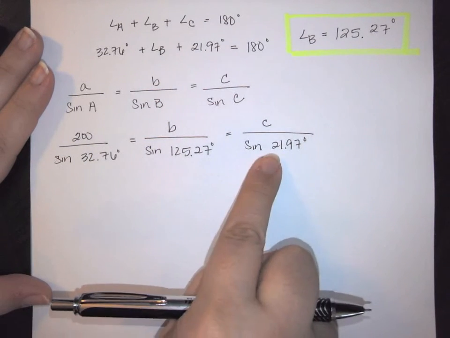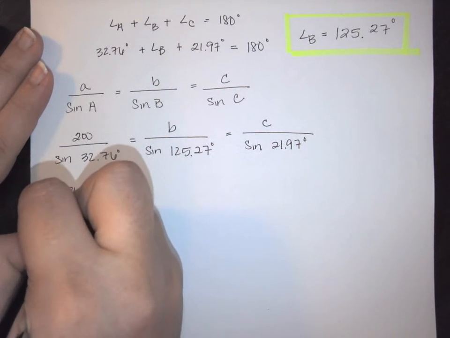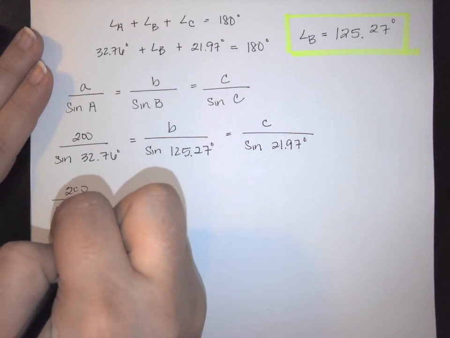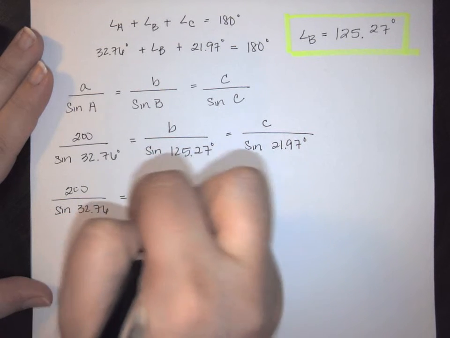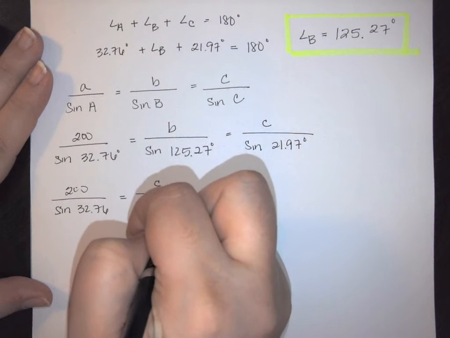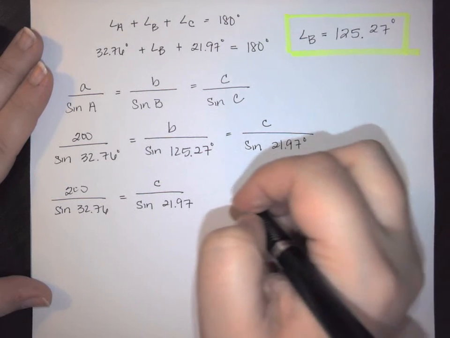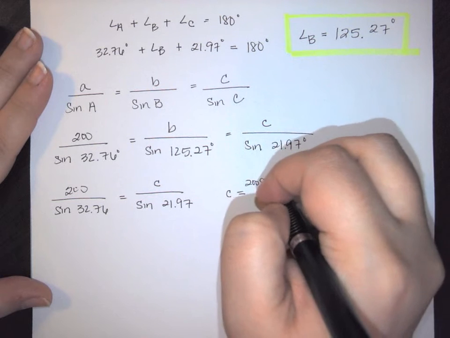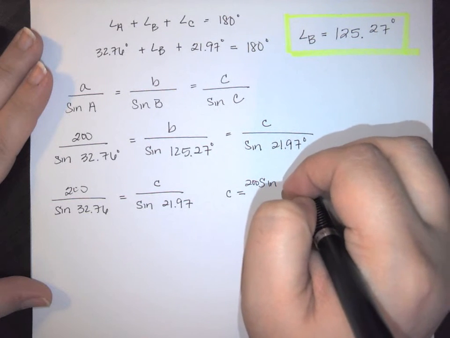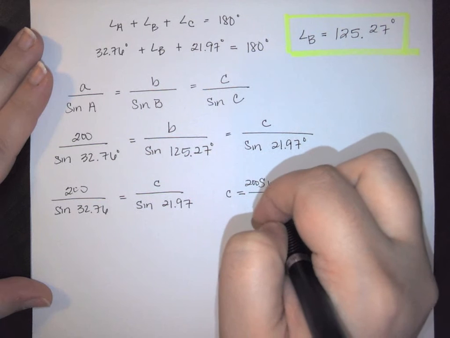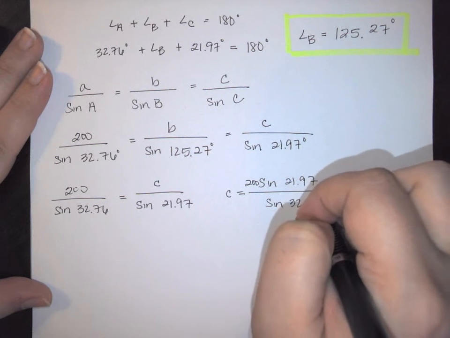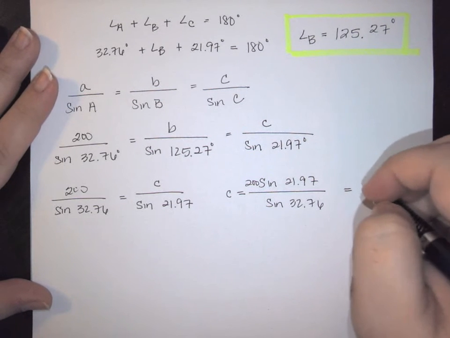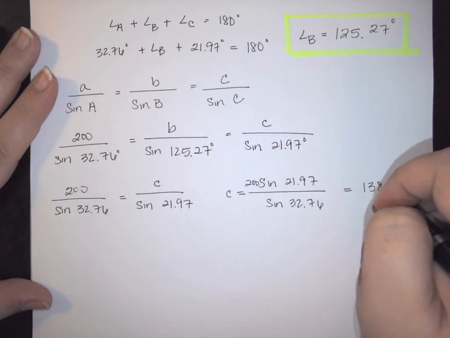So in this case, C is equal to 200 sine of 21.97 over the sine of 32.76. So when you plug that in and solve, you come out with C being 138.3 meters. Okay, so here is our next result that we have for C, 138.3 meters. Now we just simply need to find B using what I have left.